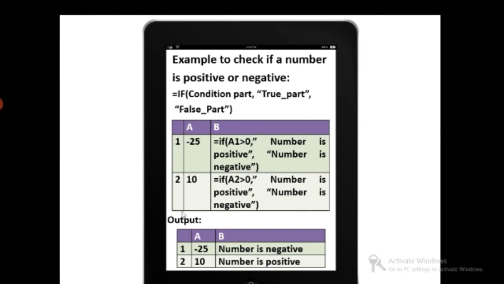In A2 column, we have entered 10. Condition is A2 greater than 0, which is true. So the true part will be displayed. In true part, we have written number is positive. In B2 column, number is positive is displayed.